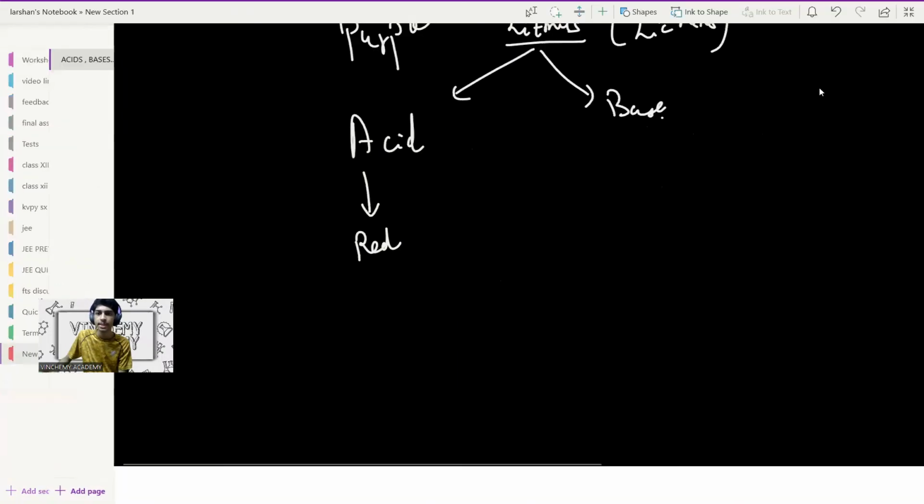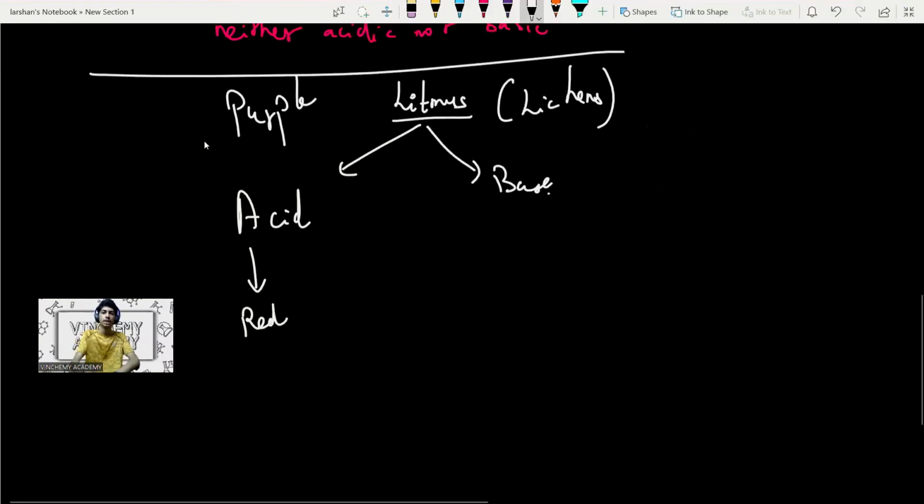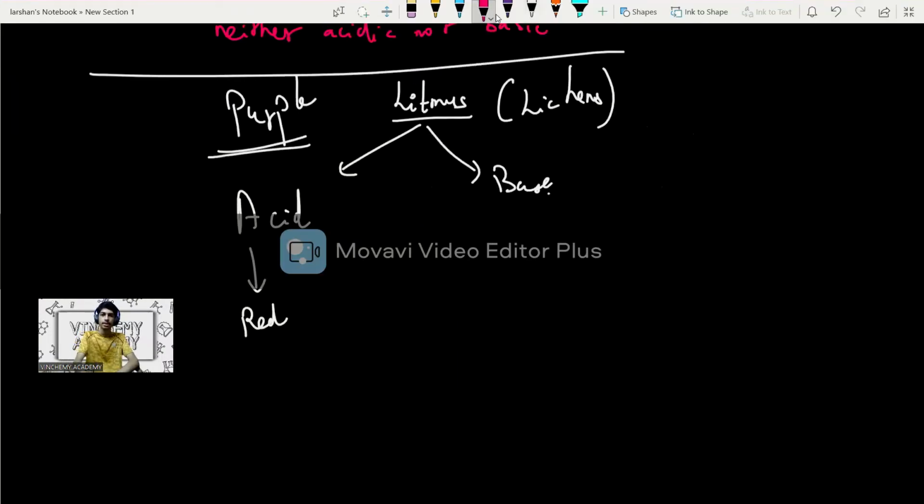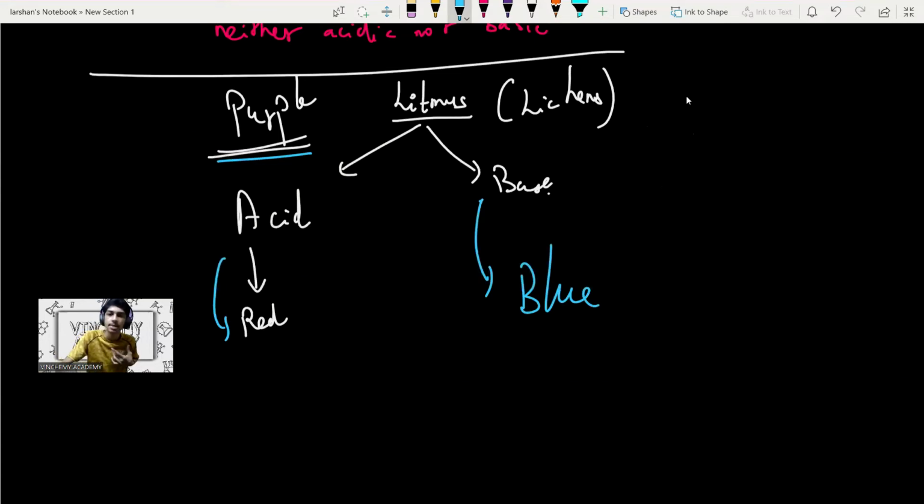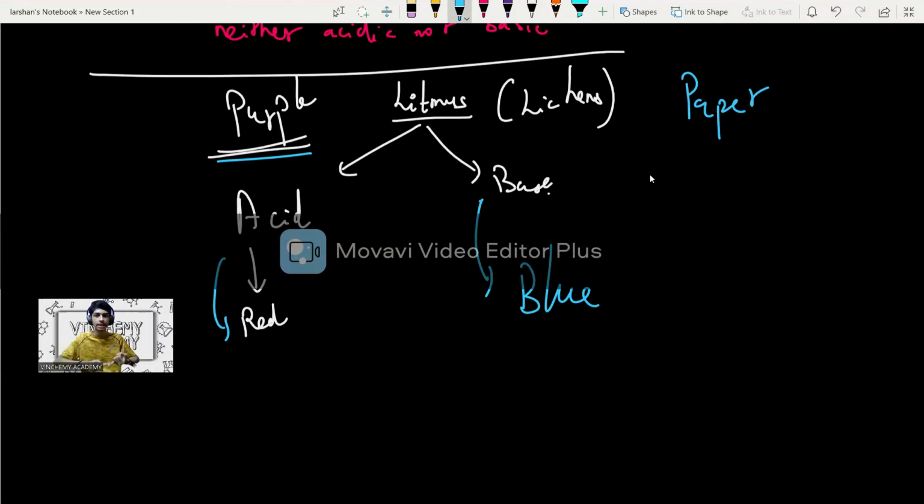So, the litmus solution is generally purple in color, right? It turns acid to red color and base to blue color. This litmus is also available in the form of papers. They take filter paper and dip it in litmus solution and sell it as red litmus papers and blue litmus papers.